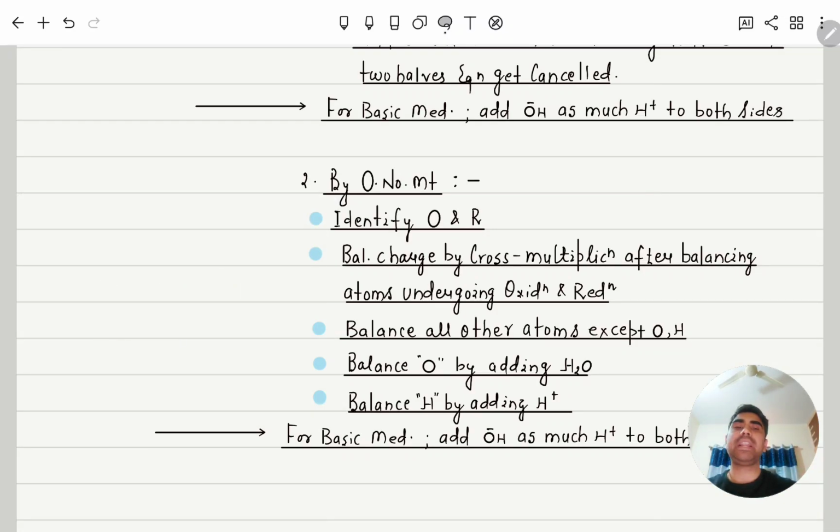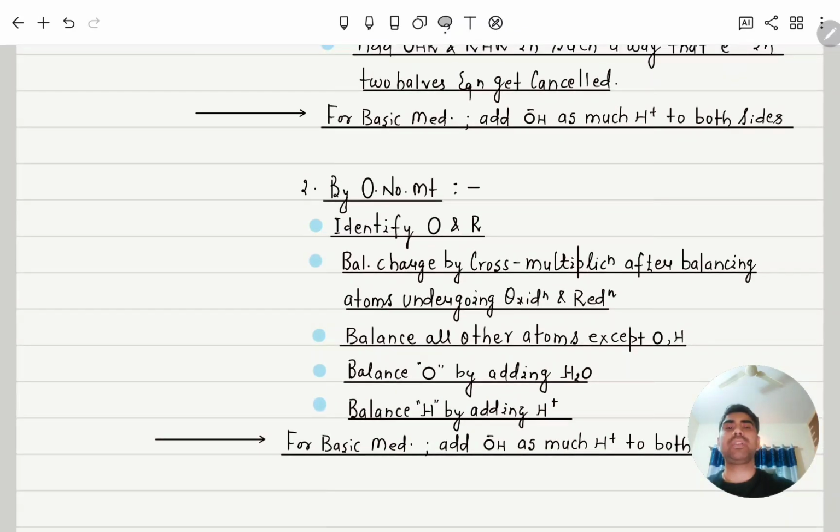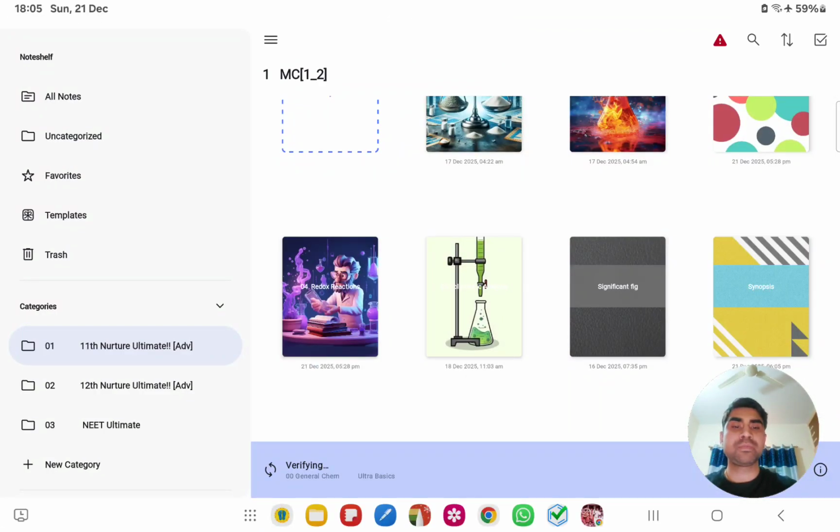Then at last we will balance oxygen by adding H2O and hydrogen by adding H plus, and in basic medium you can add OH minus. For this we will discuss one example. You can see here, quickly we will revise one.